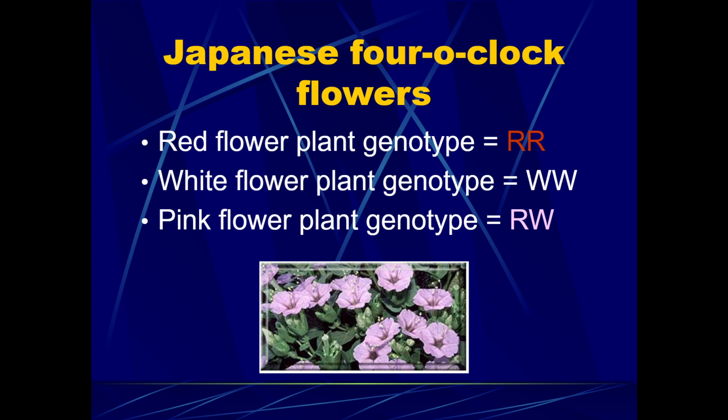So here are the Japanese four o'clock flowers. There are red flowered plants, white flowered plants, and pink flowered plants. The pink flower genotype is a heterozygote because it contains one allele for red flowers and one allele for white flowers. So it's not the same allele, making it the heterozygote. The heterozygote, when we have a trait that is inherited with incomplete dominance, is a blending. Hence, the heterozygote, or the two different alleles here, produce a pink flower plant, which is intermediate or between red and white, or represents a blending of the red and white colors.